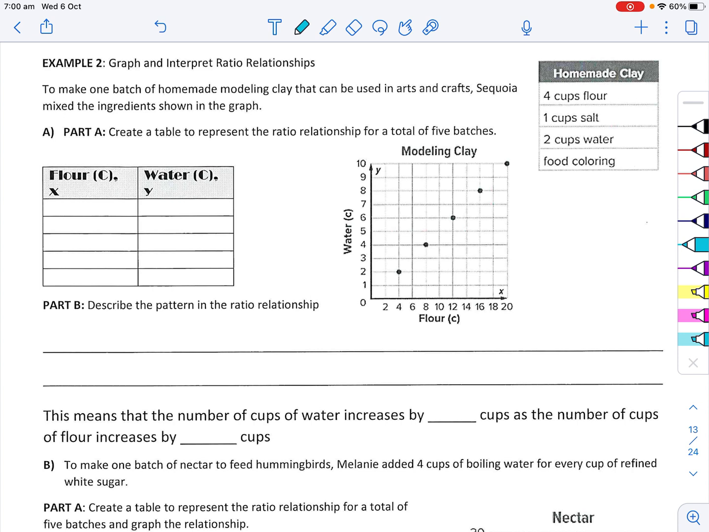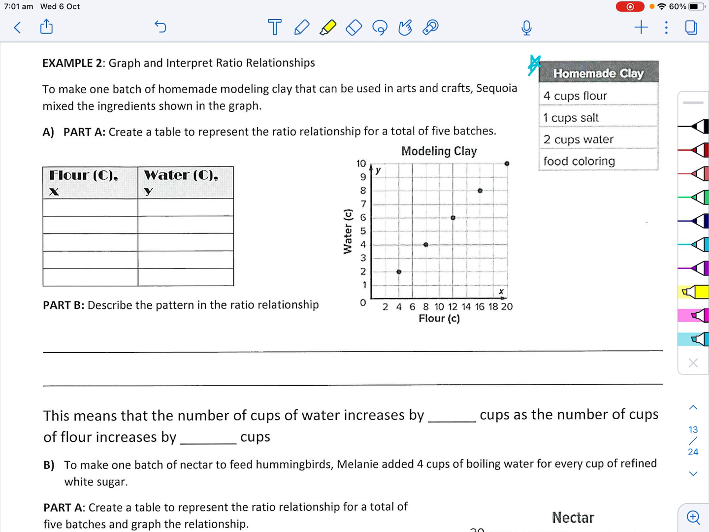So now we're interpreting those ratio relationships along with graphing them. So this says to make 1 batch of homemade modeling clay that can be used in arts and crafts, Sequoia mixed the ingredients shown in the graph. So here is our table of ingredients. It says create a table to represent the ratio relationship for a total of 5 batches. And we are using flour and water.